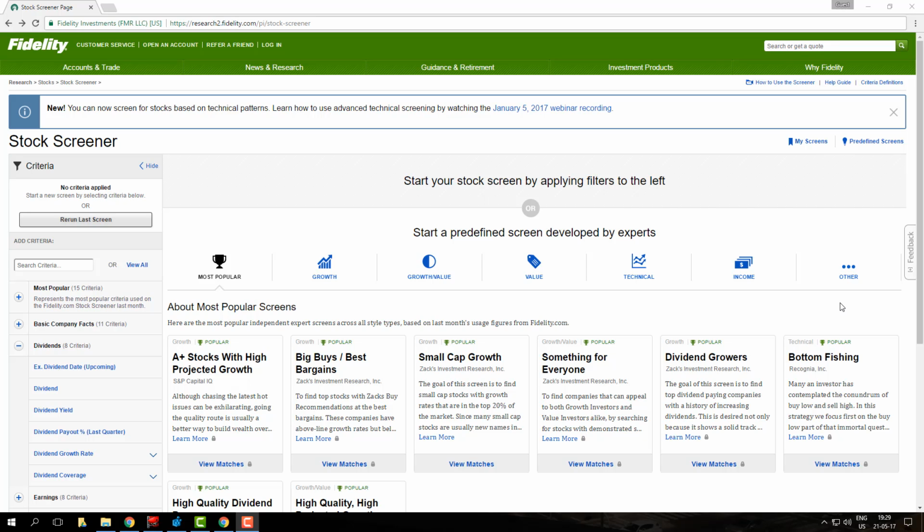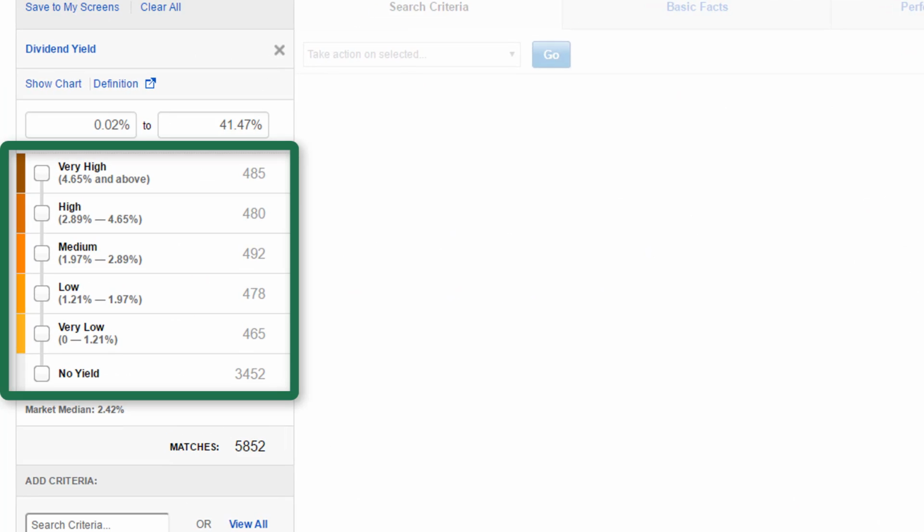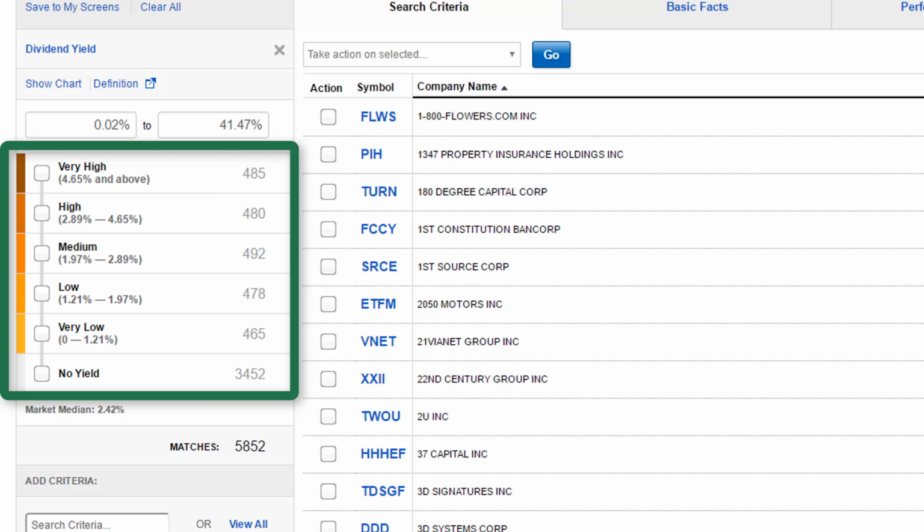This stock screener has a very important feature for beginners who are making their first step in the investing world. It tells you approximately the relative standing of a chosen company within the world of stocks. For example, if you click on dividend yield, you can see that the menu is divided into 6 categories from very high to no yield, so you can know at a glance if a company's yield is good or not.